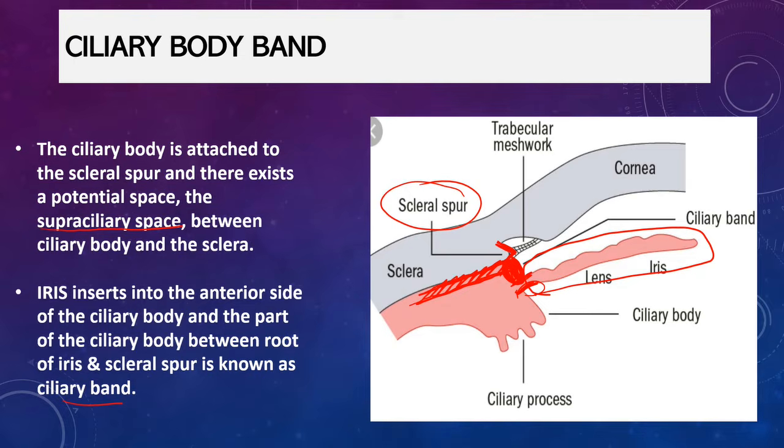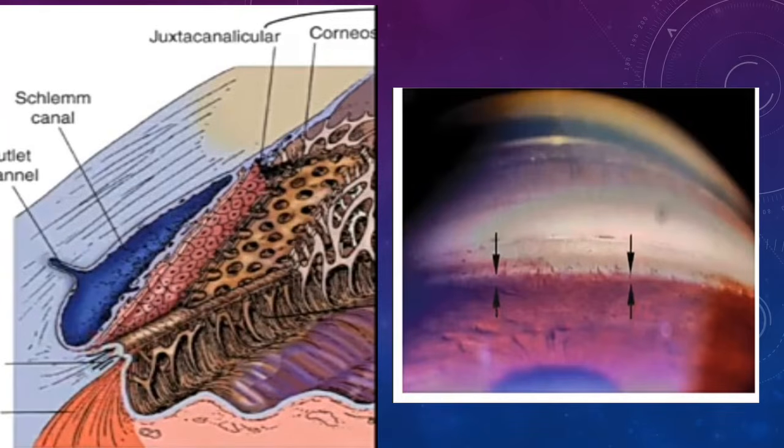So essentially the ciliary body is present behind the iris. However, there is a part of the ciliary body which we see in the angle because of the insertion of the iris onto the anterior surface of the ciliary body, and that part of the ciliary body that we see is called the ciliary body band.